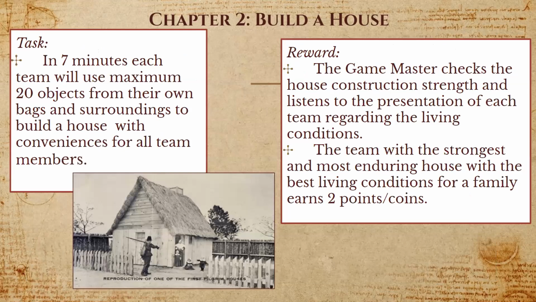Now that the people are settled, they have already arrived on the shore, they are already in Plymouth. So their task will also be working in teams. They will have 7 minutes for each team to use a maximum of 20 objects from their own bags, pockets, even surroundings. If it's in the classroom, there could be books, tables, desks, chairs, everything they could find available in the room, in order to build the house with conveniences for all team members.